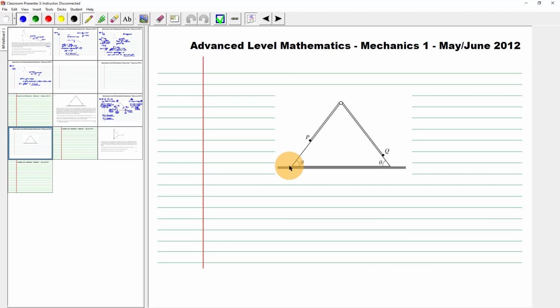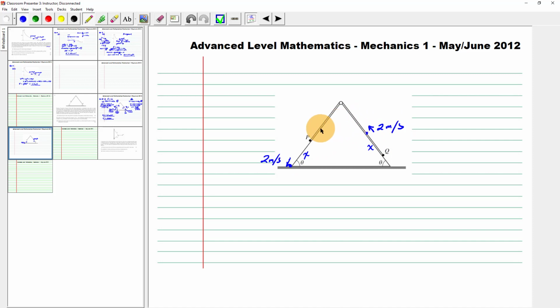When P eventually strikes the ground, it covers this much distance, and because the string is taut, Q will cover the same amount of distance here. So we can call that distance x. So this one also travels through a distance x. When it strikes the ground, we've been told it has a speed of 2 meters per second. That means Q has the same speed, 2 meters per second. Again, this is on account of the fact that the string is taut.